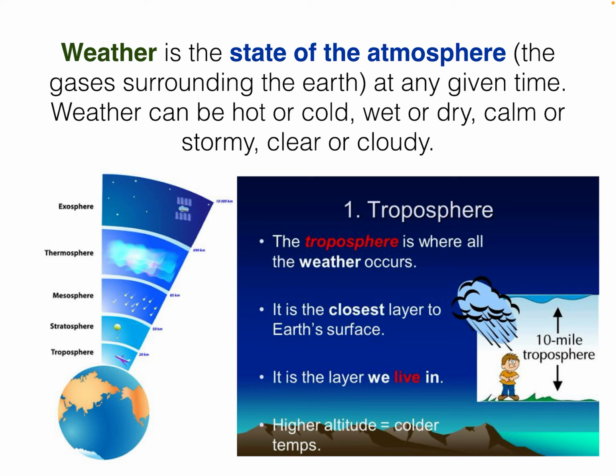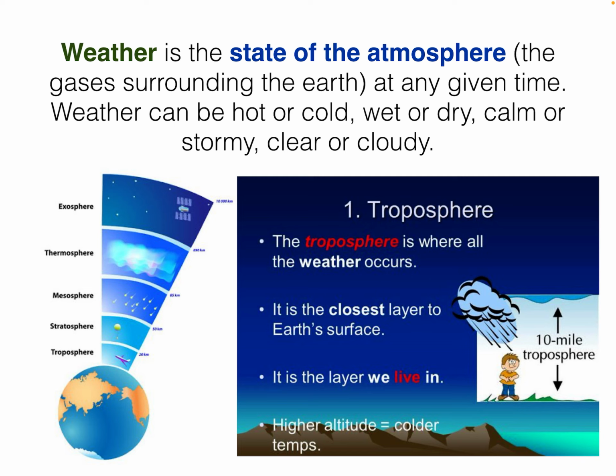In that atmosphere, there's so much happening. The weather inside the atmosphere can be hot, cold, wet, dry, calm, stormy, clear or cloudy. Weather can change in minutes. You could look out the window and it could be lovely and hot and dry, and then the next thing 5 minutes later you get a rain shower. So weather is changeable from hour to hour, day to day.